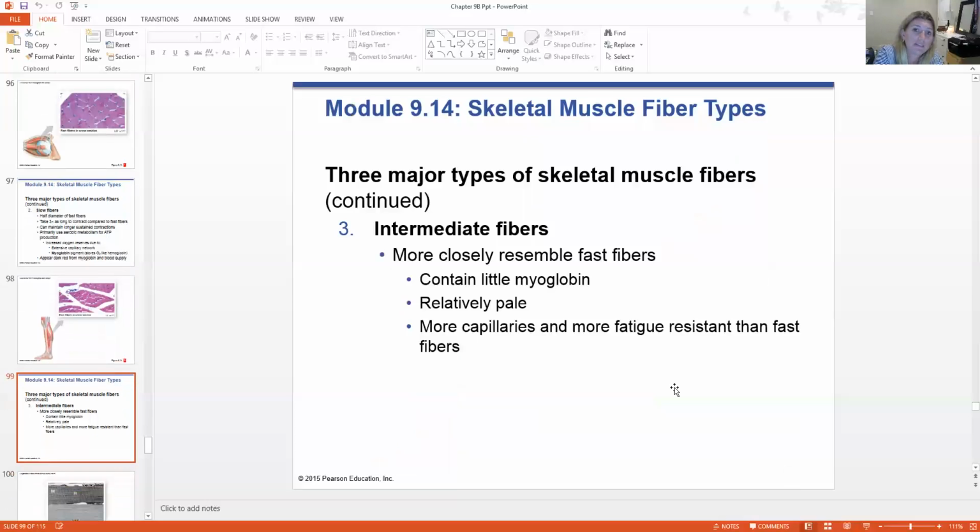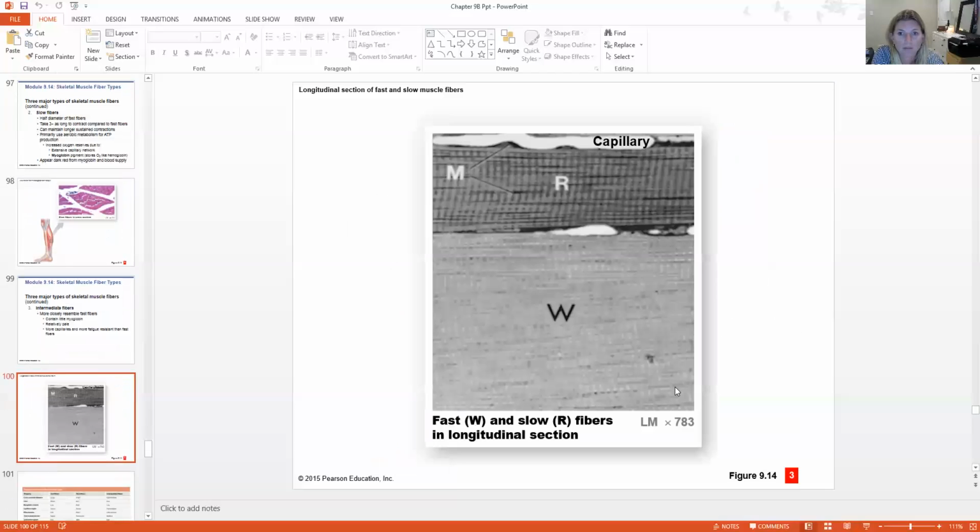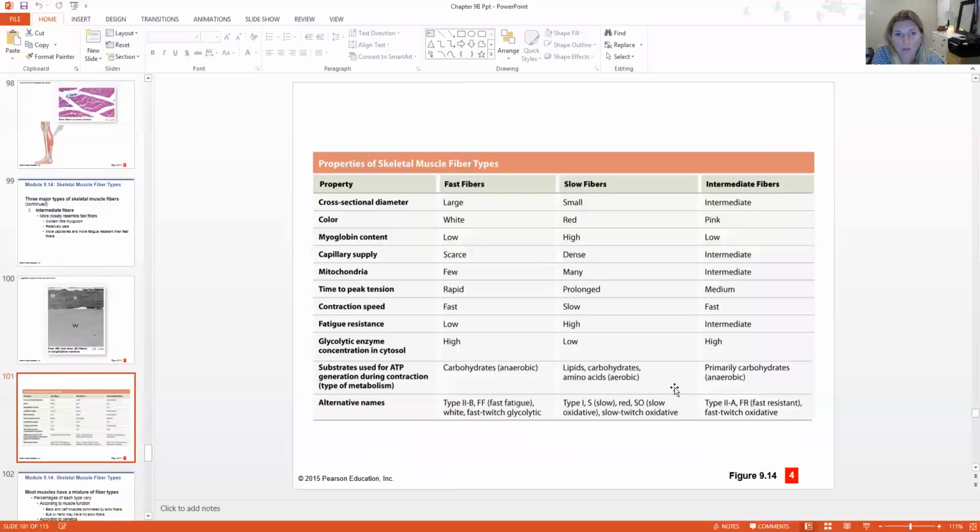Then you have intermediate fibers. Intermediate fibers more resemble fast fibers, but they don't have as much myoglobin. So they're relatively pale, and they have more capillaries. They're more fatigue resistant than fast fibers. But there you can see fast and slow fibers. And here's just a quick chart of a comparison between them.